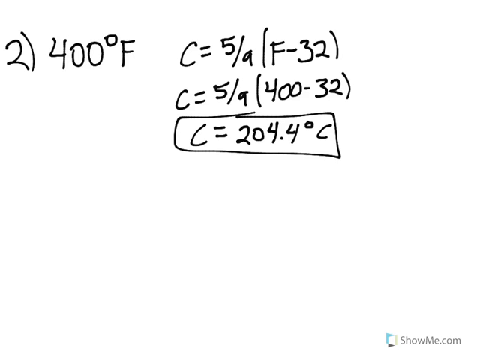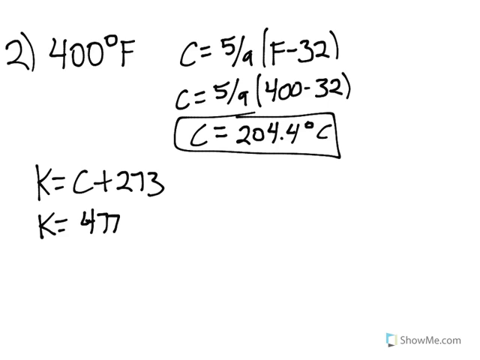But now once I have it in Celsius, converting to Kelvin becomes easy because all I have to do is say whatever it is in Celsius plus 273 is my temperature in Kelvin. And so if I add 273 to that, I just get 477.4 Kelvin.